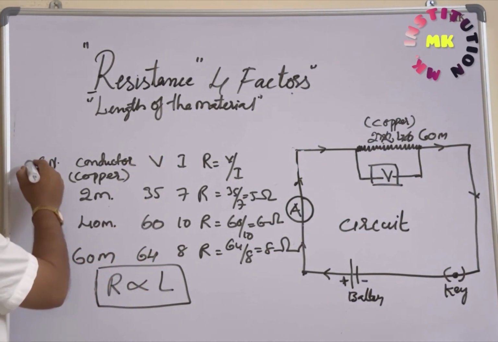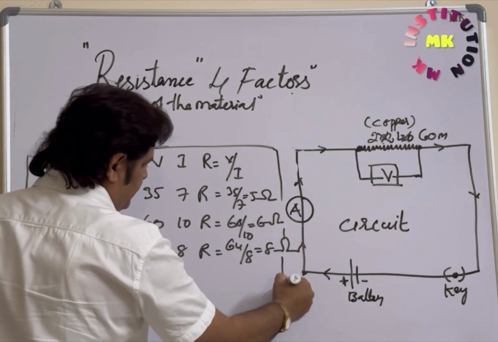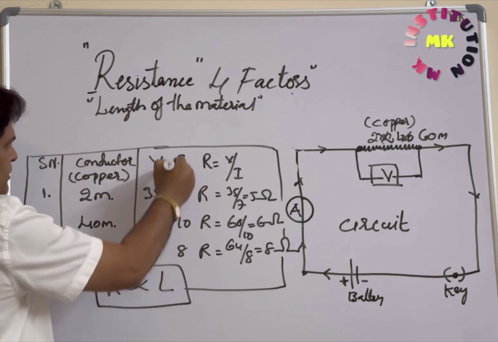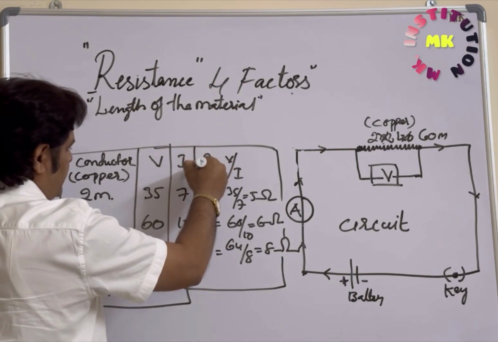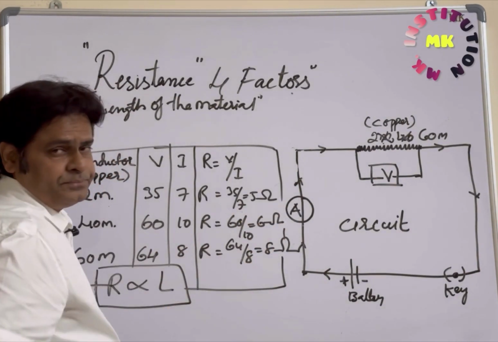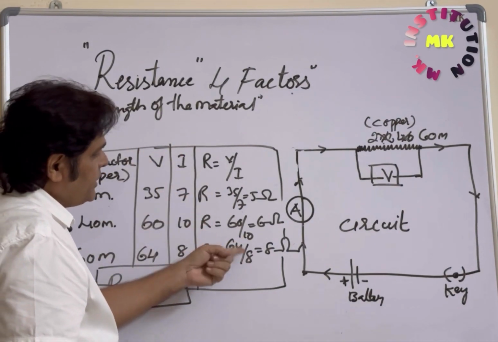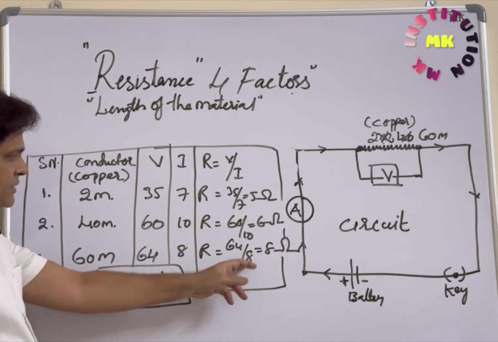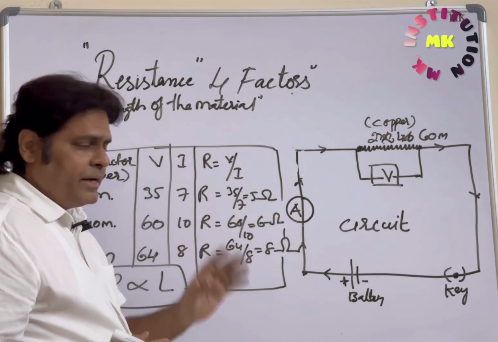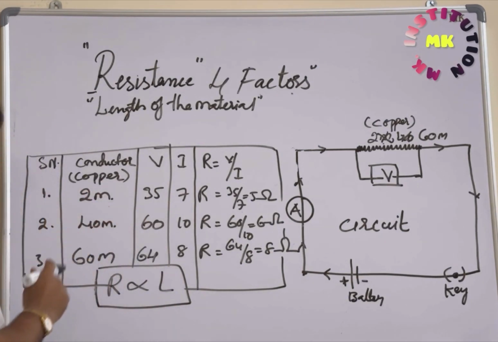Clear? This table is very important. For each and every activity, draw this table. Table is very, very important, because this table shows the readings in the ammeter and voltmeter, and the resistance also. Clear? The length of the wire is different, so your resistance is also different. Length increases, resistance increases. If the resistance increases, current will be reduced. So here we can say that R, that is resistance, is directly proportional to the length. Next one.